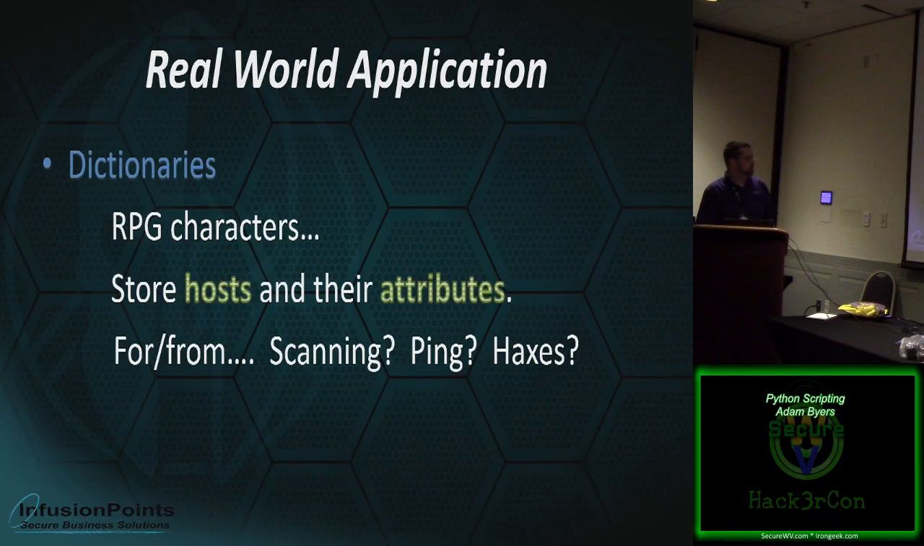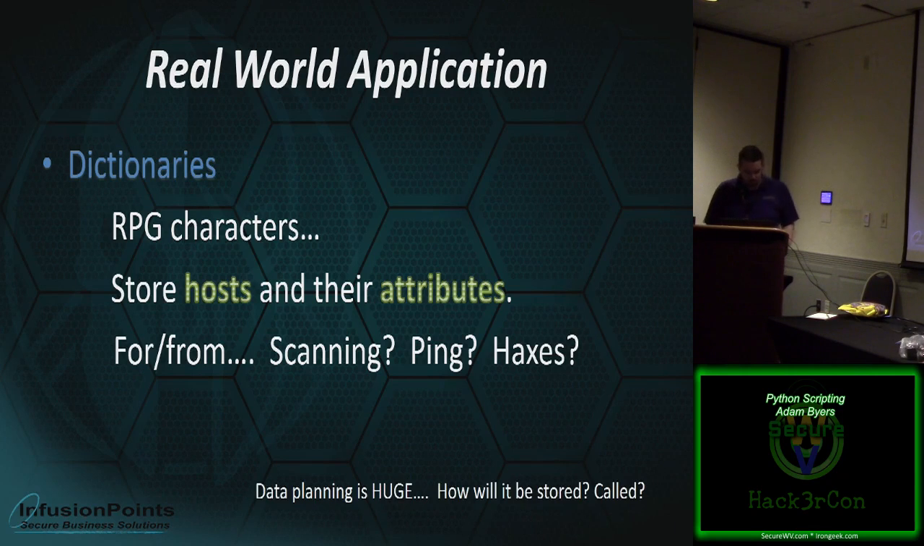So for host attributes, there are a lot of different ways we can use that. Data planning is huge. Most of the work that I do is either with an API controlling things or parsing things, mostly parsing. So planning how you're going to store that data and structure it so that you can get to it logically later is pretty huge.